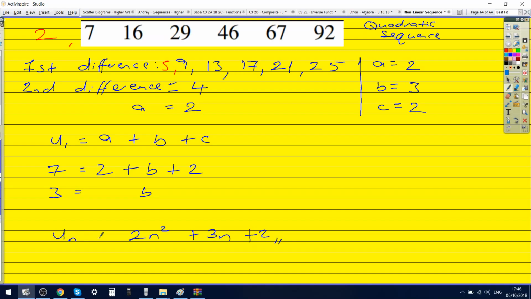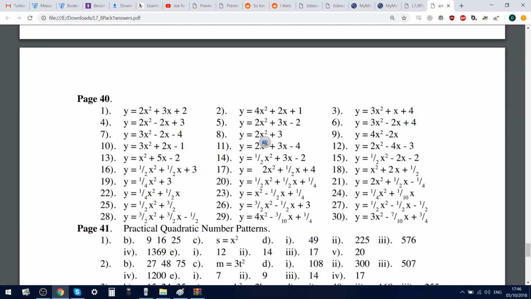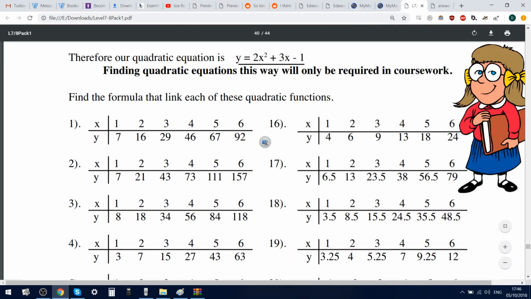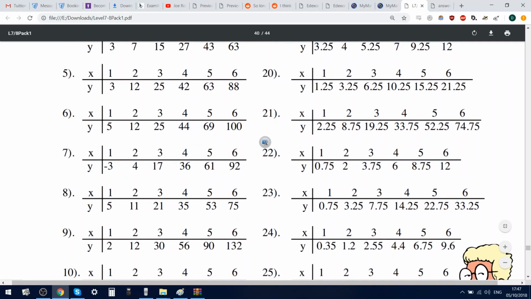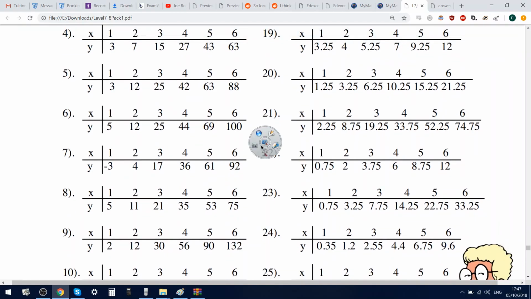Any questions there? No. Okay. We need practice. I just want to see. Okay. Let's try a tricky one. Let's see what the numbers are like. Let's try question 7.